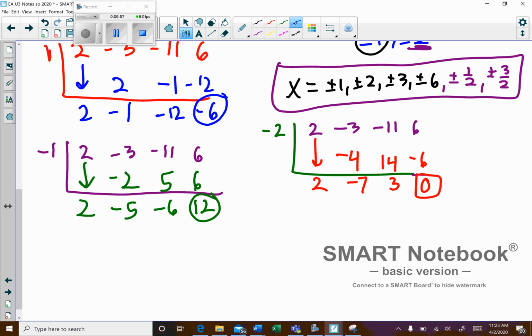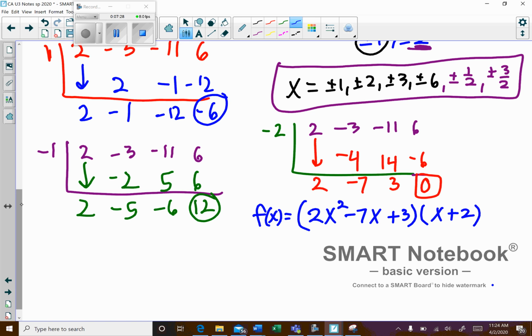Okay, so what we basically did, just to kind of review, we basically factored the polynomial into 2x squared minus 7x plus 3. And then since that gave me a remainder of 0, that means that the factor is x plus 2. Because see, if I plug in -2, it would cause the whole function to equal 0. And so that's what we're trying to find, is what causes the function to equal 0. So we know -2 works.